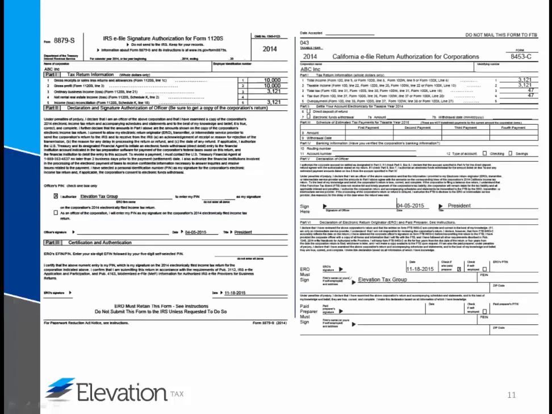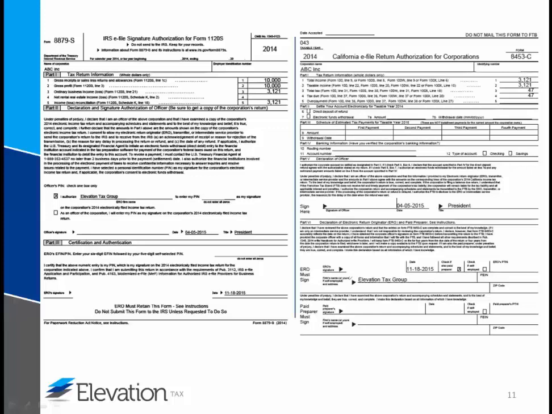On this slide are a couple of examples of signature documents. Form 8879-S is the federal form, and this should be included in your file. The form on the right is the e-file form for the state of California, and it is only being used as an example for illustration purposes in this video. Your state form will be included in your file if you are required to sign one.